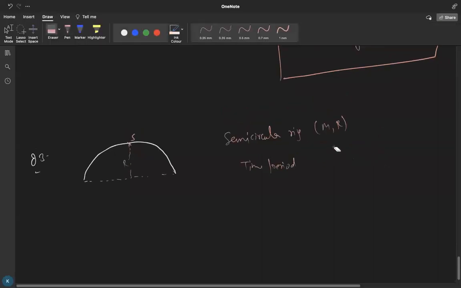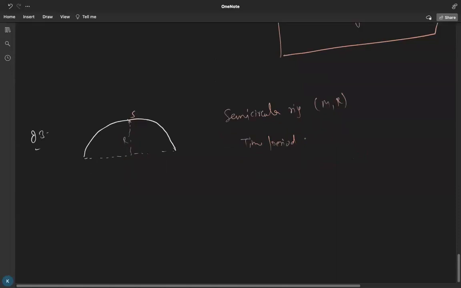It's actually a wrong statement. Okay, so you have to find the time period. Time period is equal to what? Okay, so what can we do here? The first thing we have to find is its center of gravity.